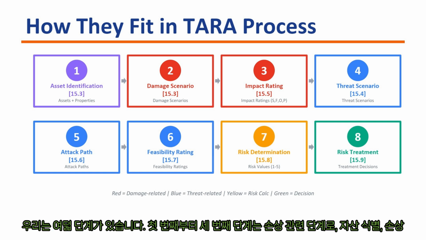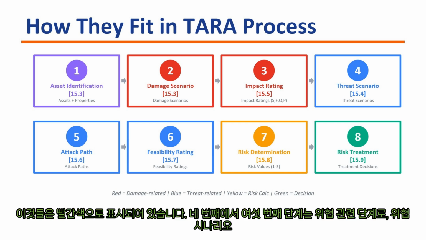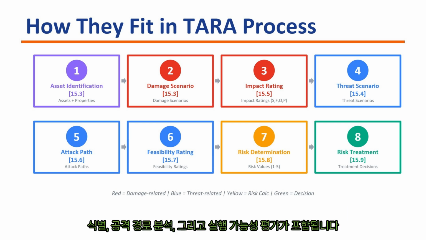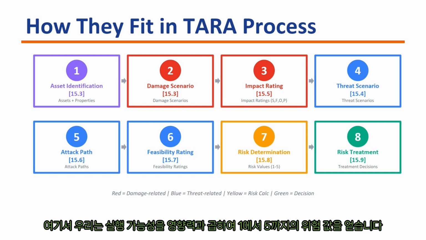We have 8 steps. Steps 1 through 3 are damage-related: asset identification, damage scenario creation, and impact rating. These are shown in red. Steps 4 through 6 are threat-related: threat scenario identification, attack path analysis, and feasibility rating. These are shown in blue. Step 7 combines both: risk determination, shown in yellow. This is where we multiply feasibility times impact to get risk values from 1 to 5.